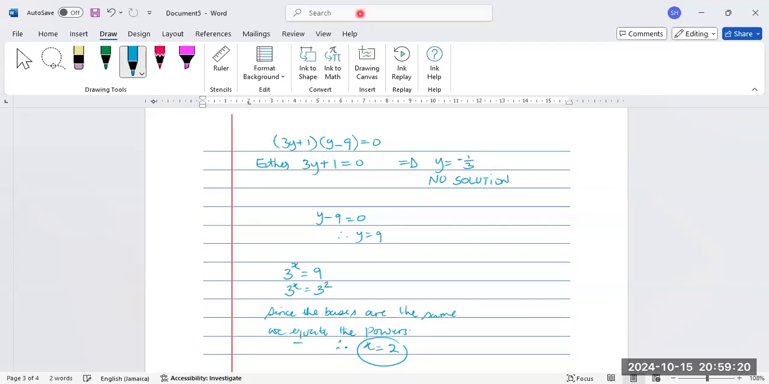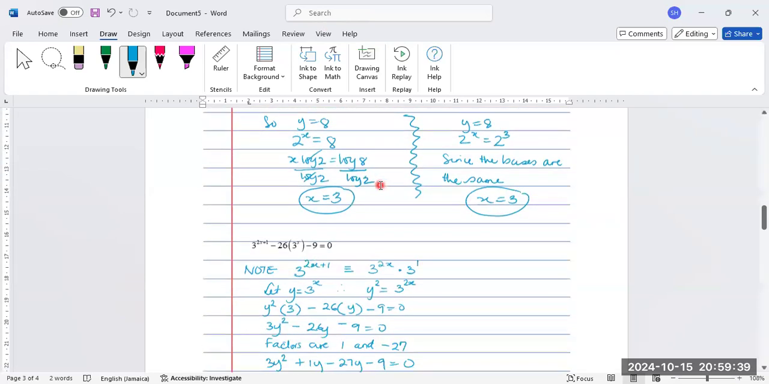I'm trying to understand the reading that you did about the 3 to the 2x plus 1 is the same as? It's the same as 3 to the 2x times 3 to the first power.